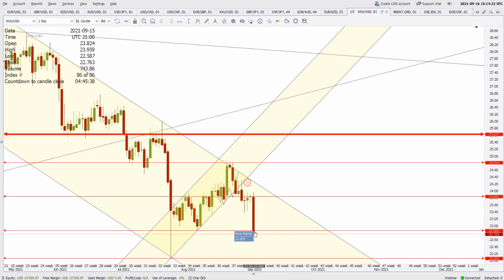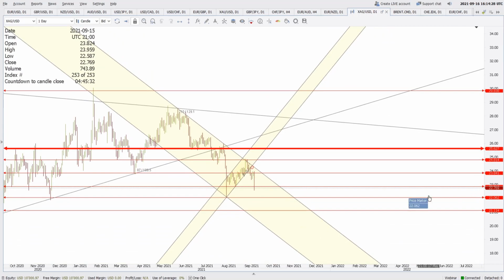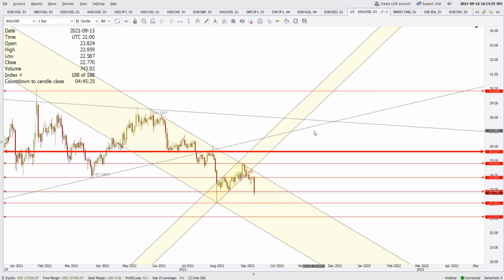Expect this level to act as a resistance for the price, and the price may be headed back to 22.06, and if that is broken on the daily closing basis, then 21.11 is going to be the next target for the silver going down.